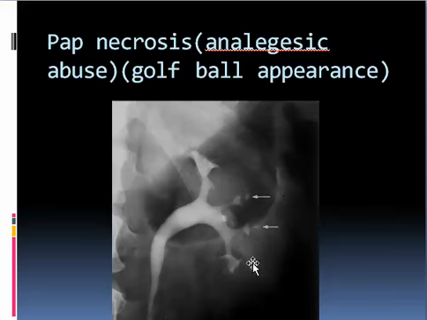And here is the papillary necrosis due to analgesic abuse, the golf ball appearance, that is, there is some contrast seen in the concavity of the tip of the pyramid. Some contrast at the tip of the pyramid is called papillary necrosis due to analgesic abuse. And here the calyces might be flattened, might be showing blunted fornices. This is called the golf ball appearance.